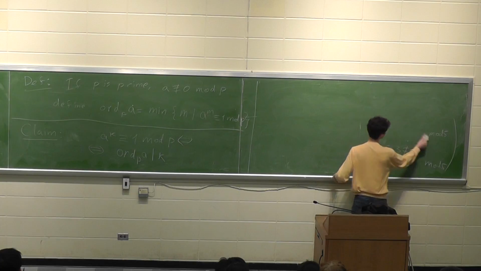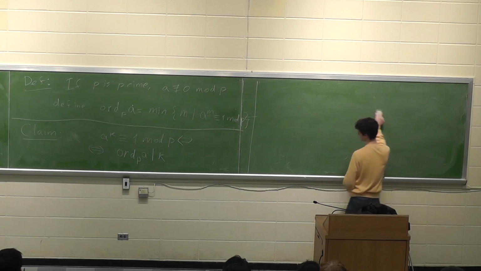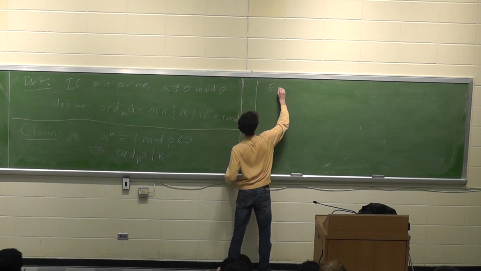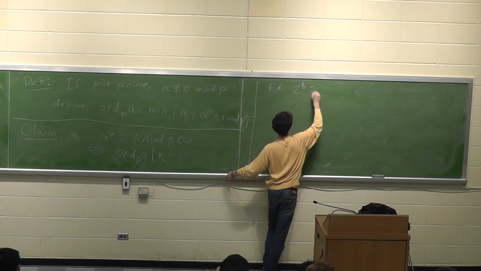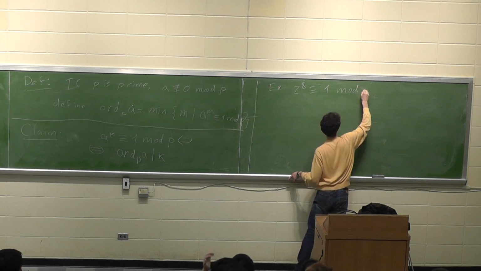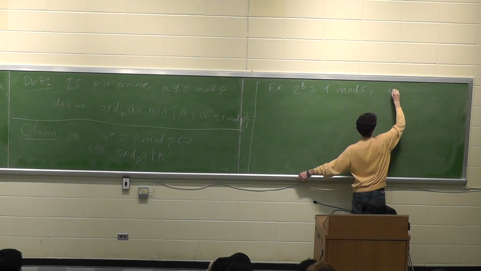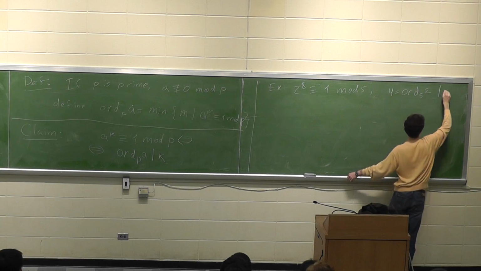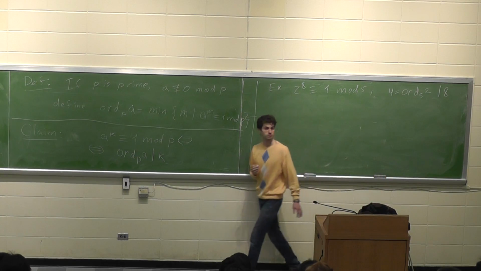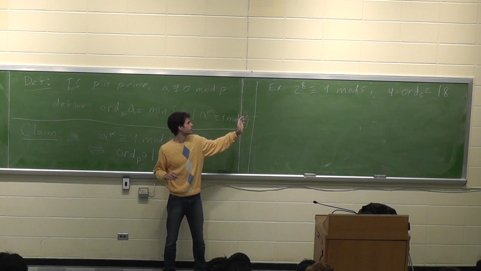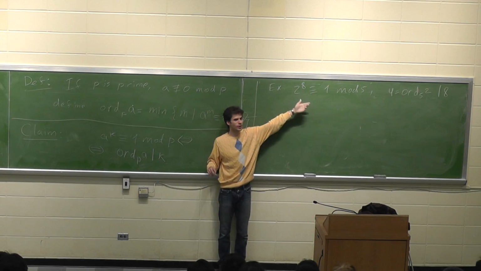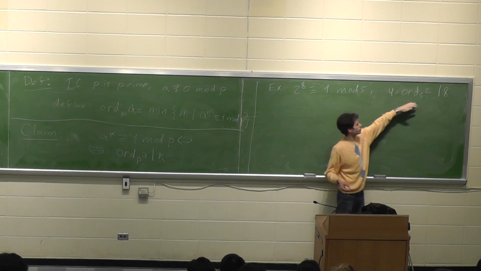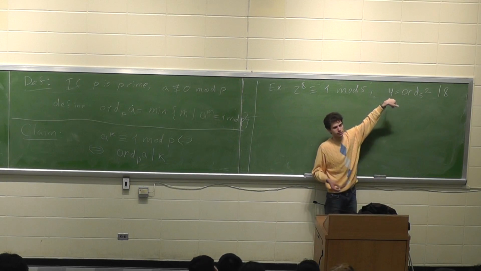So for example, 2 to the power 8 is equal to 1 modulo 5. Maybe let me give you an example. 2 to the power 8 is equal to 1 modulo 5. 4, which is the order of 2 modulo 5, does divide 8. If you compute 2 to the power 8, it happens to be 1. One possible reason is because the minimal power to which you should raise 2 to get 1 modulo 5 is 4.